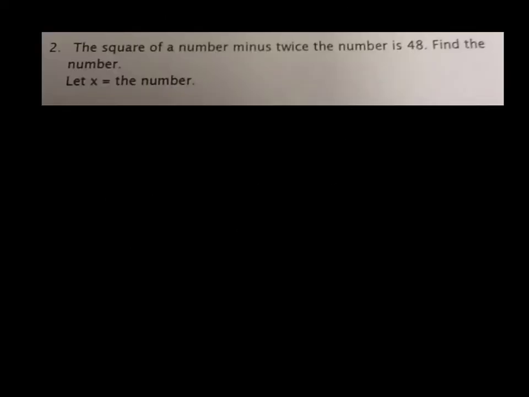Okay, the next question says the square of a number minus twice the number is 48. Well, first let's do x equals the number, right? Because they didn't tell us what it is. So x equals the number, and it says the square of a number. So squaring x just means x squared, minus twice the number.